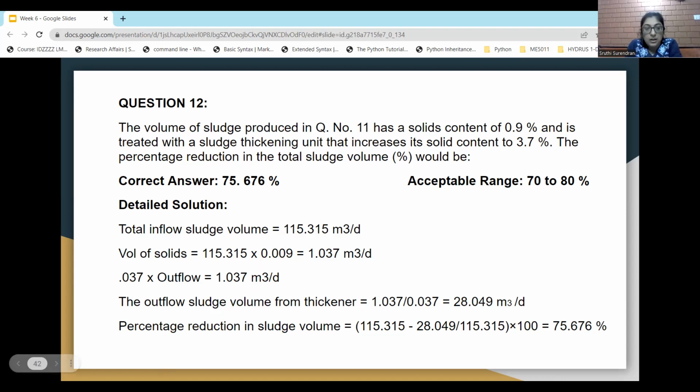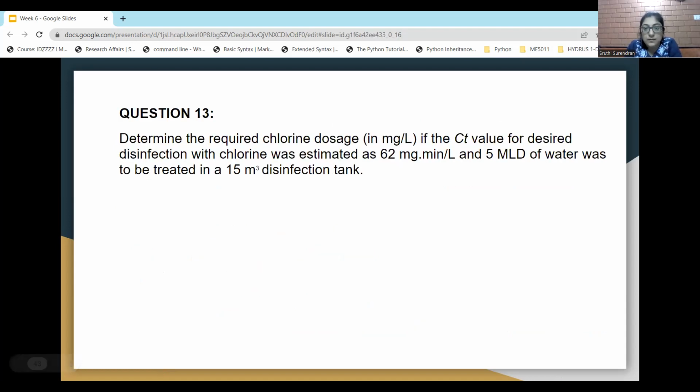Moving on to the 13th question, we are going to the process of chlorination, chlorine dose, chlorine demand. Here they've asked to determine the chlorine dosage if the CT value, which is the concentration of the residual chlorine into the time of contact, is given. Sometimes disinfection is expressed in terms of CT, and that is given as 62 milligrams minute per liter.